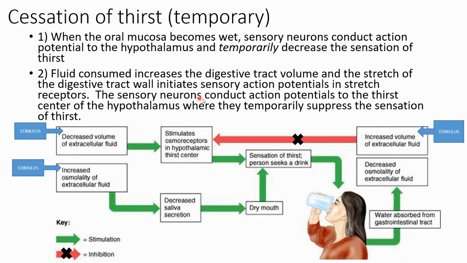It's got a lot of stuff in there. Those sensory neurons conduct action potentials to the thirst center of the hypothalamus, where they temporarily suppress the sensation of thirst. So you can see now why eating something would make this thirst sensation go away, because it is getting your oral mucosa wet and it's increasing the volume of your stomach. So those two combined, you can see why a person would no longer feel thirsty, why they would be confused with not feeling well, thinking they need to eat something when in fact they really are dehydrated.